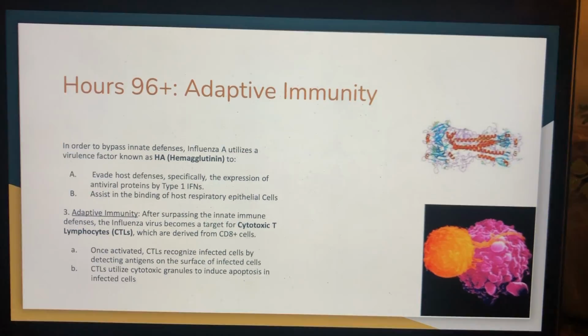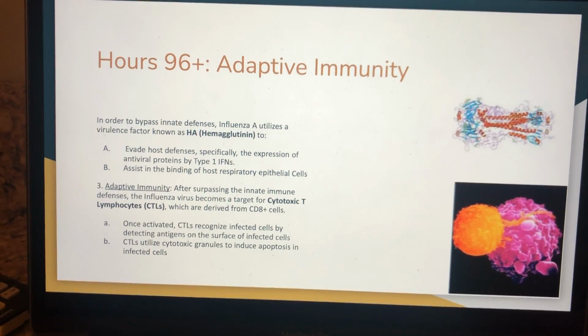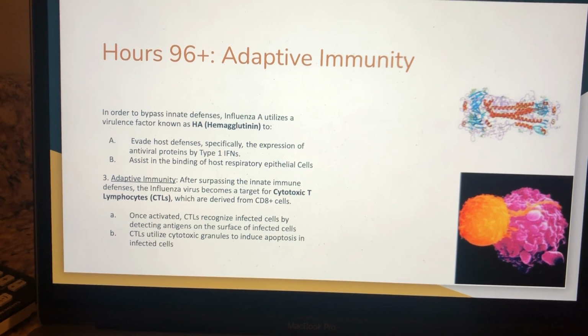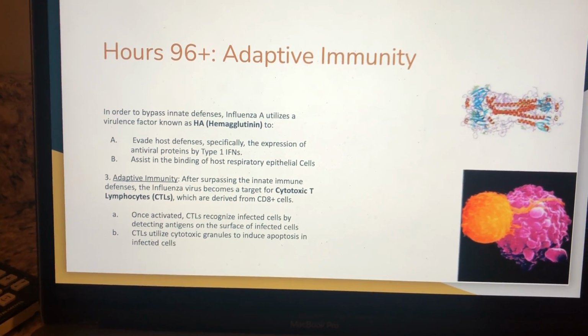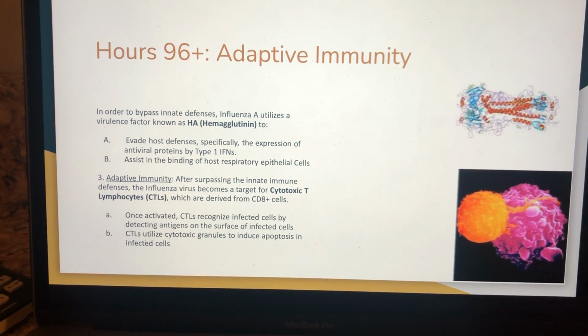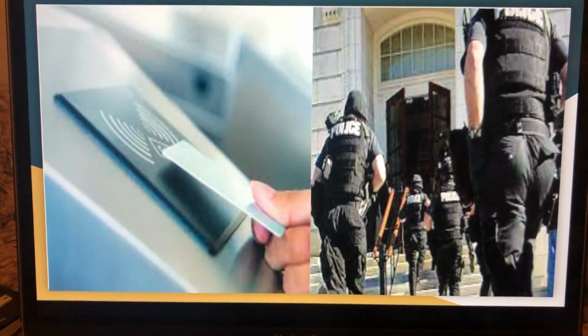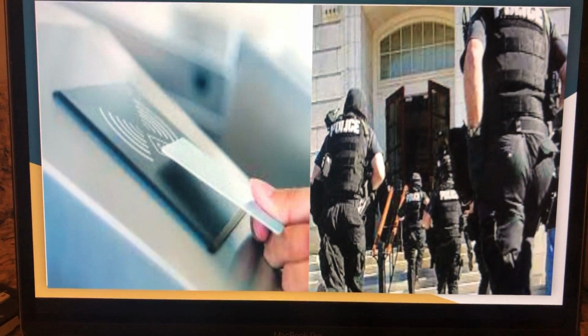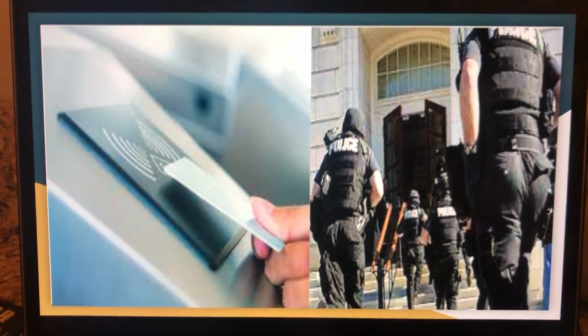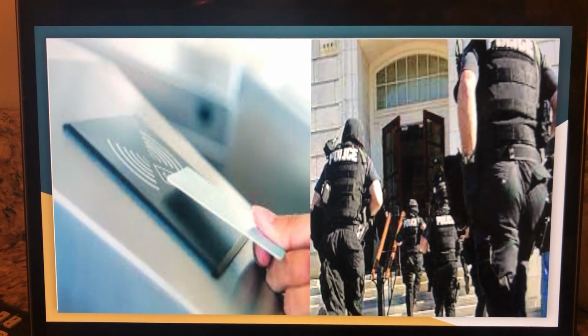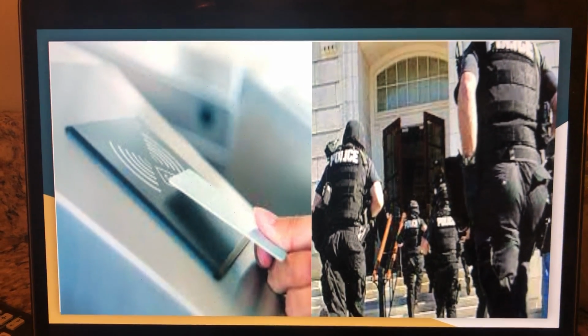The next phase represents adaptive immunity, which recognizes a much wider array of molecules and structures, but requires time to respond, and provides more specialized functions for the innate system. An analogy for hemagglutinin, influenza's primary virulence factor, could be a hacked keycard that allows criminals to enter the vault of the bank. CTLs in this case could represent a SWAT team, whose orders are to kill on sight.